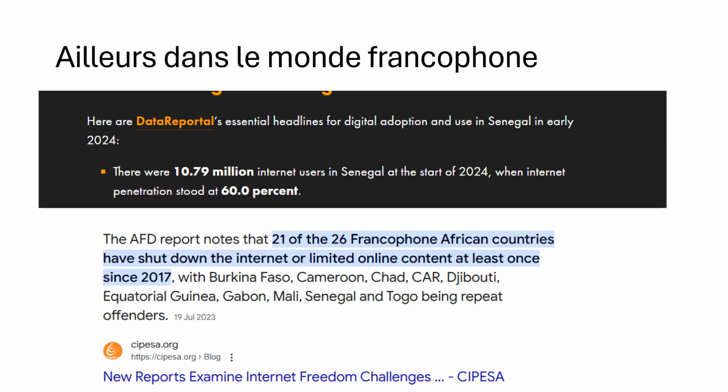We can see that in Senegal, there were 10.7 million internet users at the start of 2024, and about 60% of people had access to the internet, according to that study. And then we can also see here that 21 of the 26 Francophone African countries have shut down the internet or limited online content at least once since 2017, which is quite interesting because it shows another side of internet access. And it's definitely a unique point that you could talk about in a speaking exam, just to highlight the differences between France and non-French, French-speaking countries.